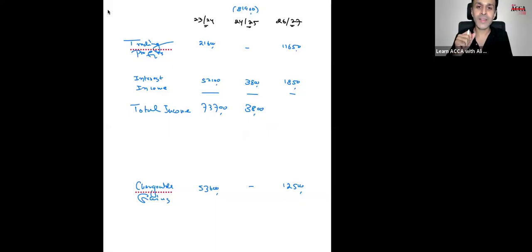The income is so low that we are even losing part of the personal allowance. Or in other words, even if I do not deduct a loss relief from here, I will still end up paying no tax. Why? Because this 3,800 will be exhausted by personal allowance, and the taxable income will turn out to be zero, and income tax liability will turn out to be zero.